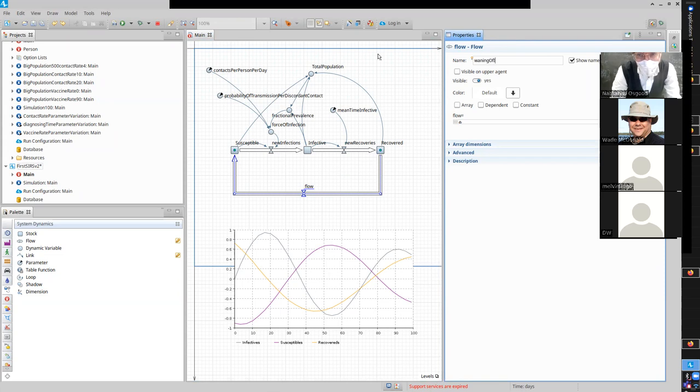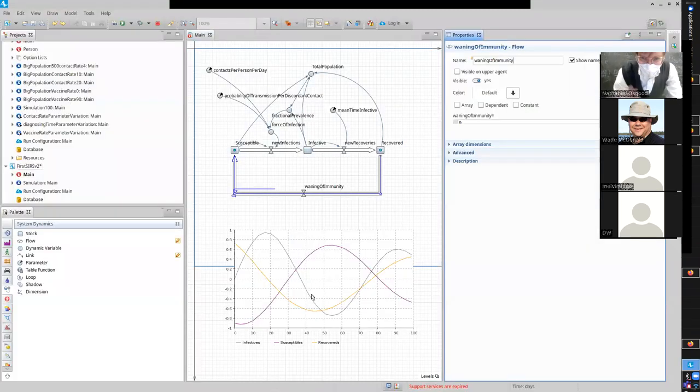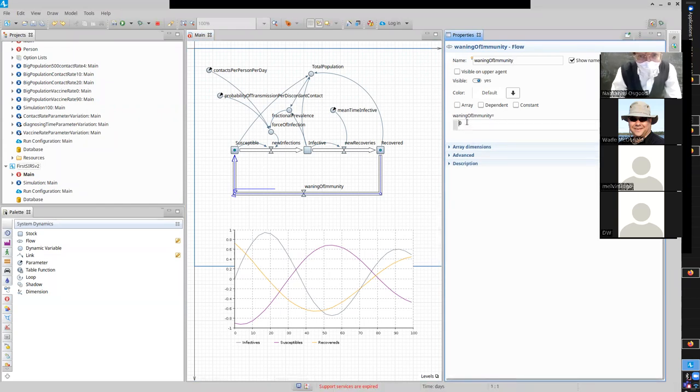waning of immunity. What did I say to call it? Did I say call waning of immunity? I should really do the lowercase. Yeah. I'd like to reserve uppercase for stocks. Okay. So good.